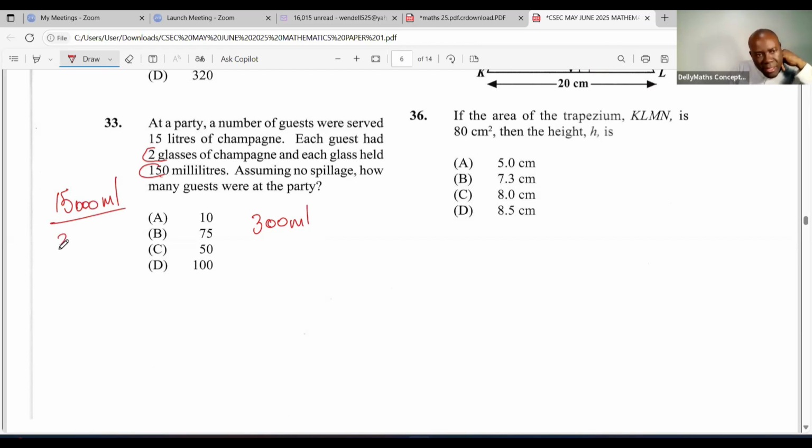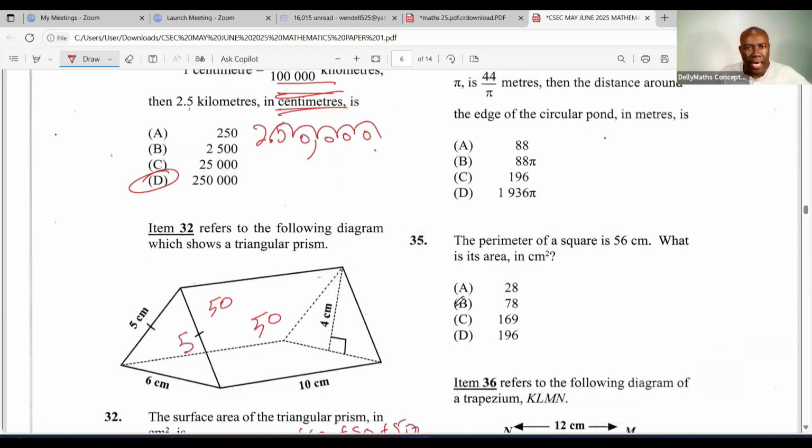So if you divide this, that's where the answer would have come from, right? 3 into this 1, 3 into this 5, 3 into this 0. So it's 50. So we have 50 guests here. Basically, you're just dividing the 15,000 by 300, and this is just one way to do it. You'll get 50 people. And that's over. Let's go to the next question.